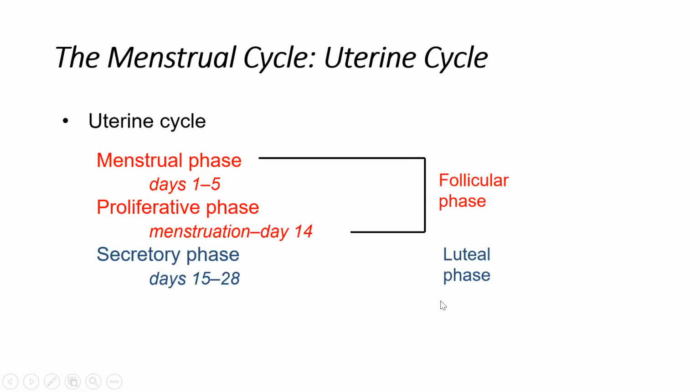So once again, we have 2 different cycles. The uterine cycle, what's happening in the uterus. The ovarian cycle, what's happening in the ovaries. And they're basically 2 perspectives of the same sequence of events. So we can consider the events that take place in the follicular phase as coinciding in time with the events that are taking place in the menstrual and the proliferative phase.